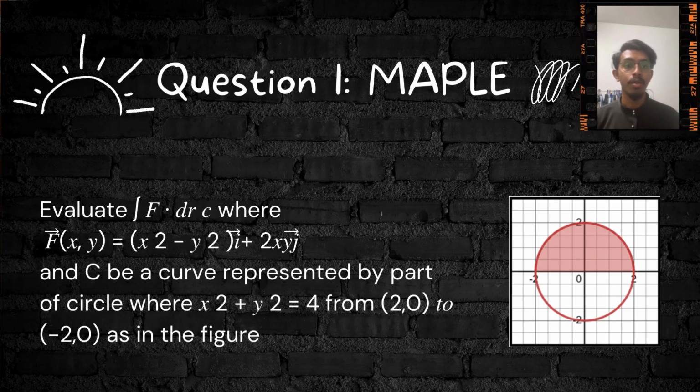So from the question, we have to evaluate the work done where the force field is (x² − y²)i + 2xyj, and C is a curve represented by part of the circle x² + y² = 4 from the point (2, 0) to (−2, 0), as in the figure shown below.